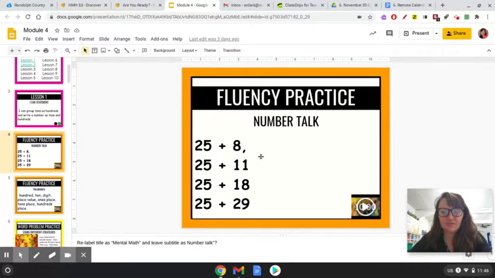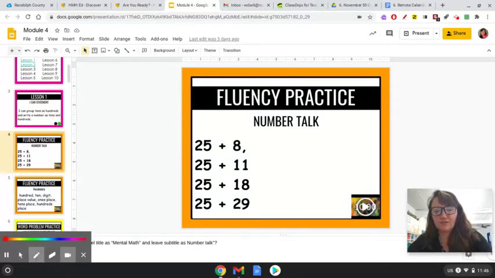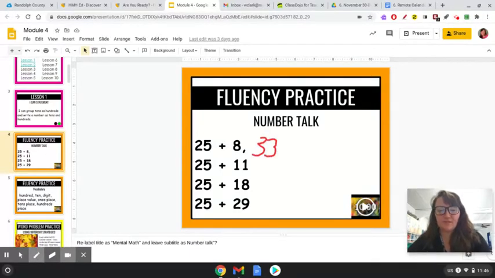So 25 plus 8. Okay, 25 plus 5 is 30. 30 plus 3 is 33. Okay, so your answer to that one is 33. All right, 25 plus 11. Don't forget to pause the video so you can solve. 25 plus 11. 25 plus 10 is 35, plus 1 is 36. All right, good job. Next one, 25 plus 18.